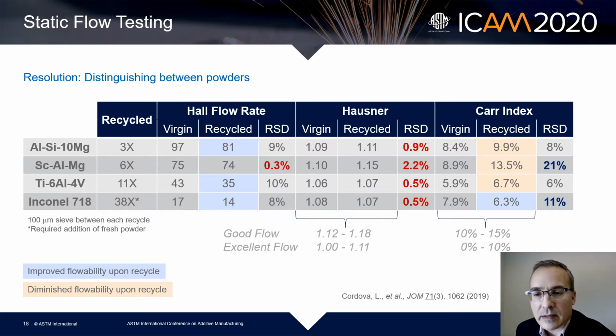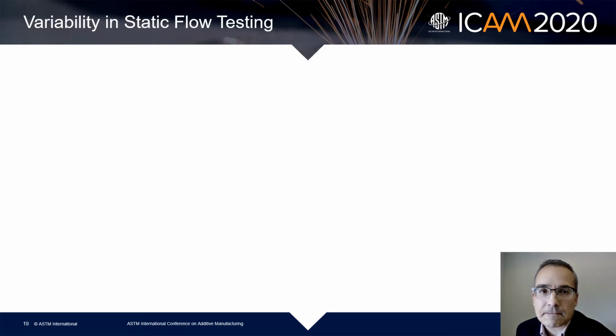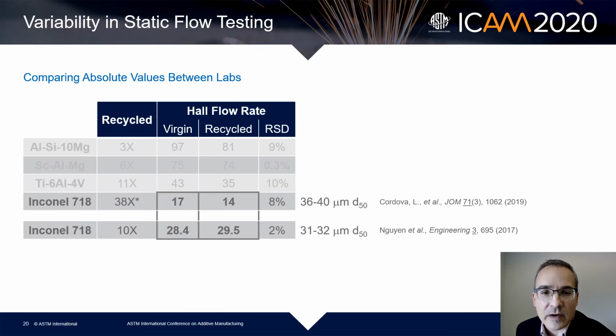but the interesting thing is that the trends were actually opposite for Carr index versus the Hall flow rate, whereas they showed the Hall flow rate improved for 3 of the 4 powders. The Carr index actually suggested worse flow for 3 of the 4 powders. So only for the Inconel powder did it correspond. And this gets into variability.